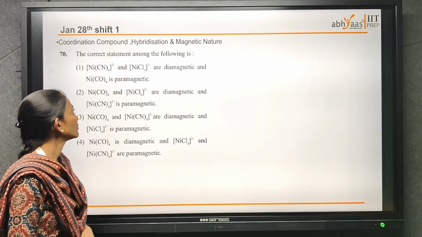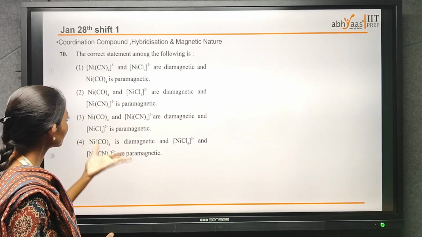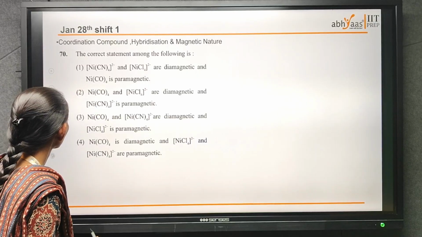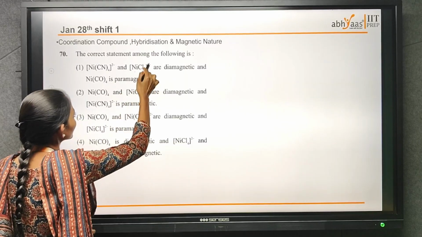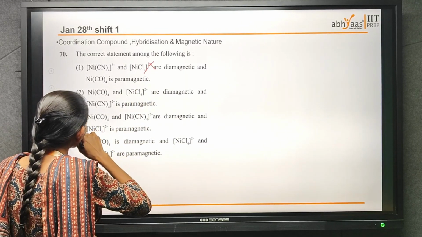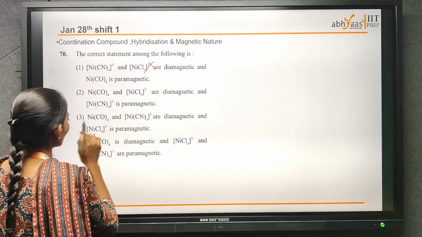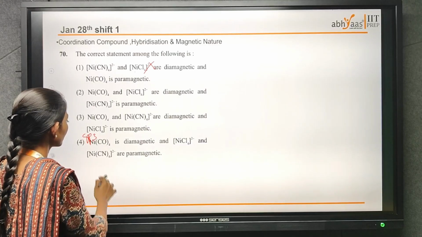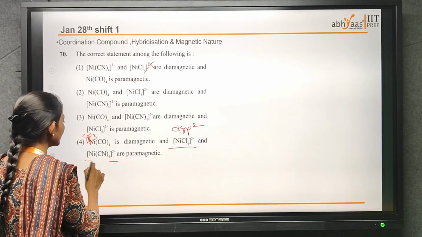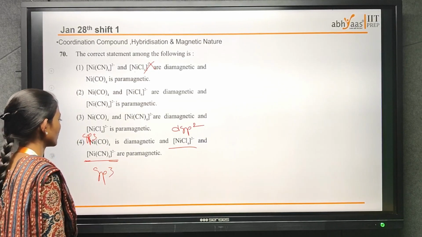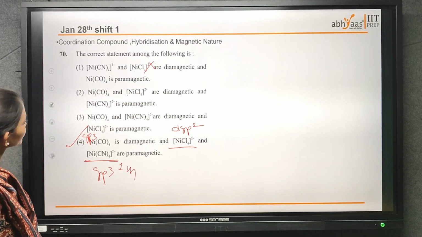This question is from coordination compounds. The correct statement among the following is, they are asking about some compounds which are diamagnetic, paramagnetic. Let's see. We all know that NiCl4 will be paramagnetic, but they are telling diamagnetic. No. Ni(CN)4 will be your dsp2 molecule, diamagnetic. NiCl4, which is your sp3 molecule, will be paramagnetic. One unpaired electron is there. So hence statement 4 is your answer, right?